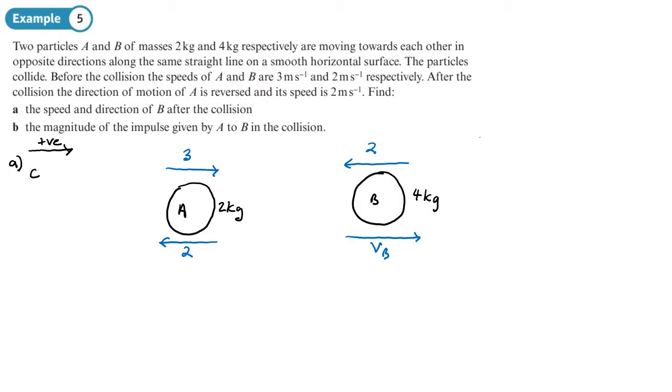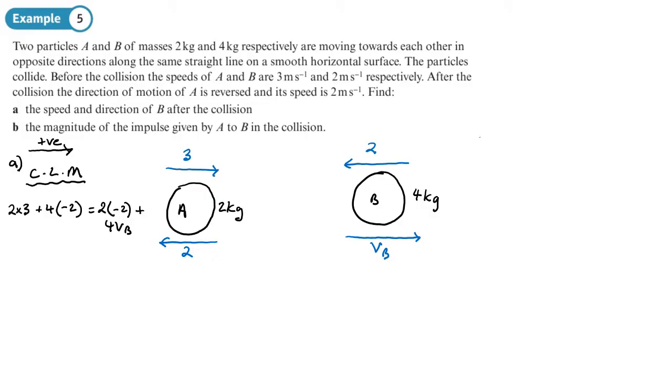So we're going to use the conservation of linear momentum. So the momentum before is going to be 2 times 3 plus 4 times negative 2. Yeah, because look at the direction the velocity is in, and look what direction I've taken as positive. That will equal the momentum afterwards. So that's going to be 2 times negative 2. Again, look at the direction, plus 4 VB.